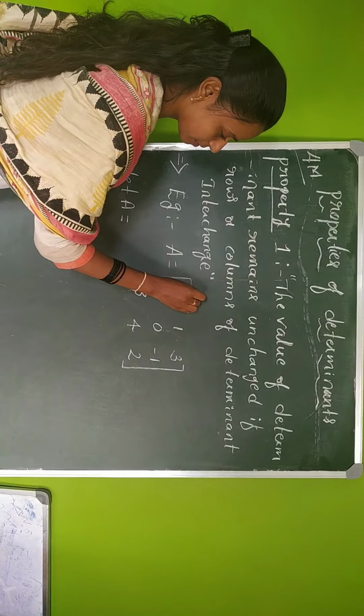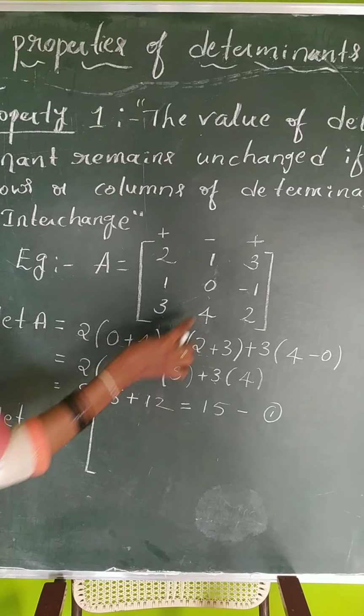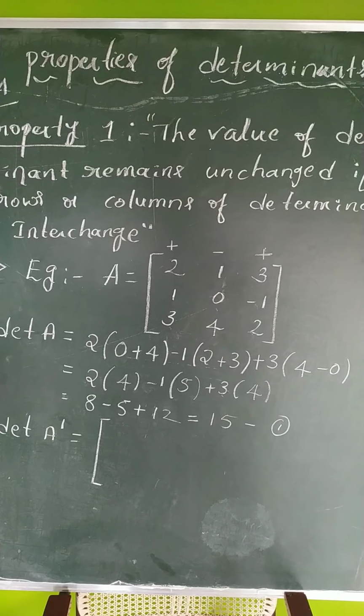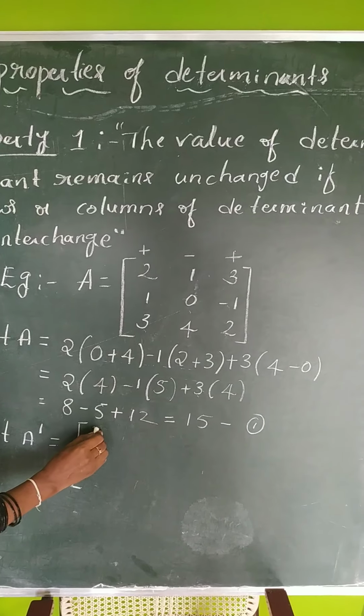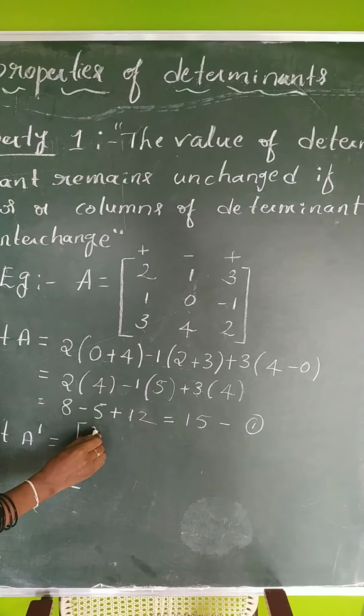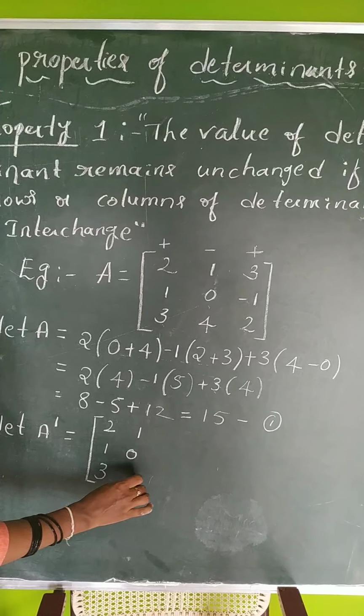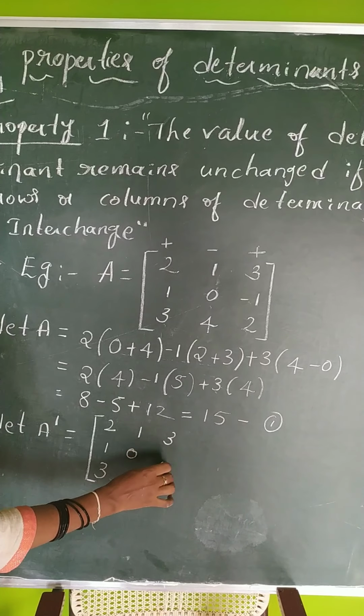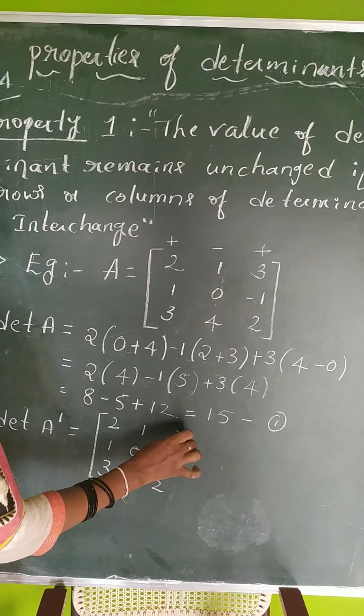Determinant of A transpose. Transpose is denoted by a dash. Transpose is nothing but interchanging the rows as columns and columns as rows. So the first row will be the first column: 2, 1, 3; then 1, 0, minus 1; then again 3, 4 and 2.